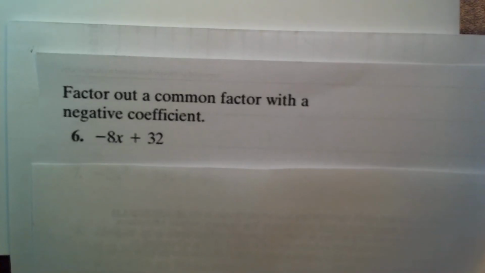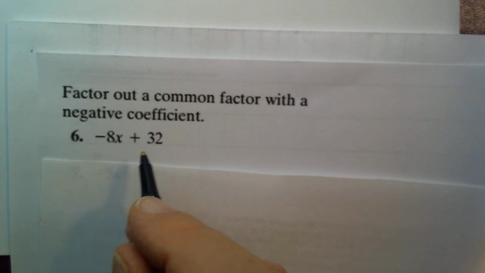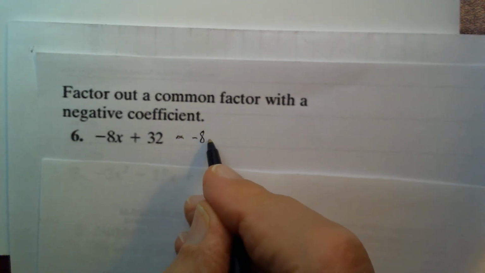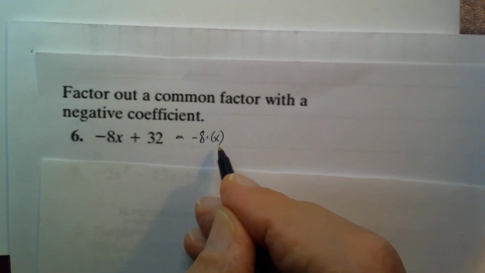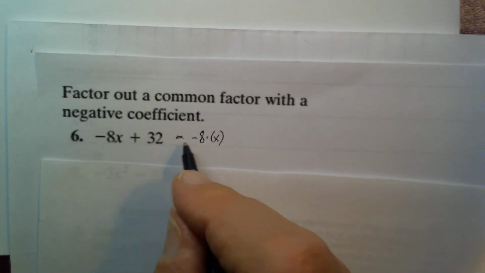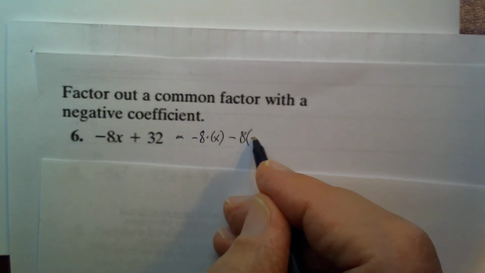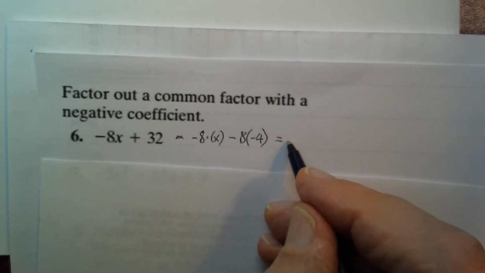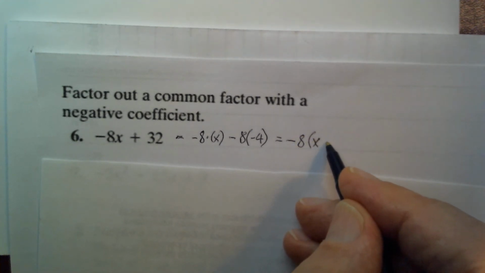The next two exercises are very similar, except we are asked to factor with a negative coefficient. So this is a negative 8. So we have a negative coefficient there. So negative 8 times x. And so to make that a negative number, we have to write that as minus 8 times minus 4. So now when we take out the minus 8, we wind up with minus 8 times x minus 4.